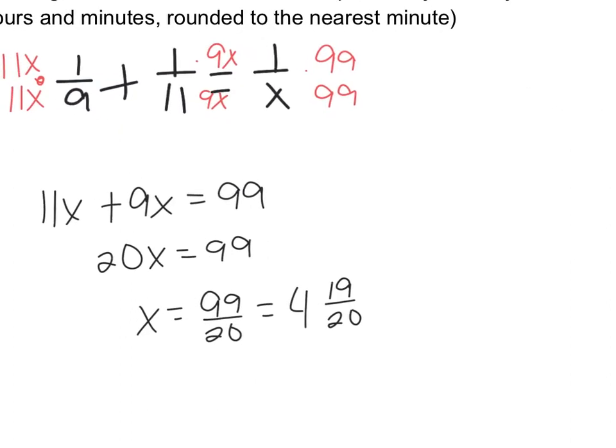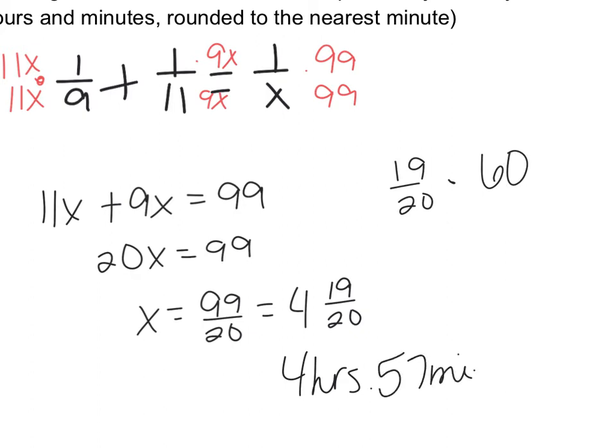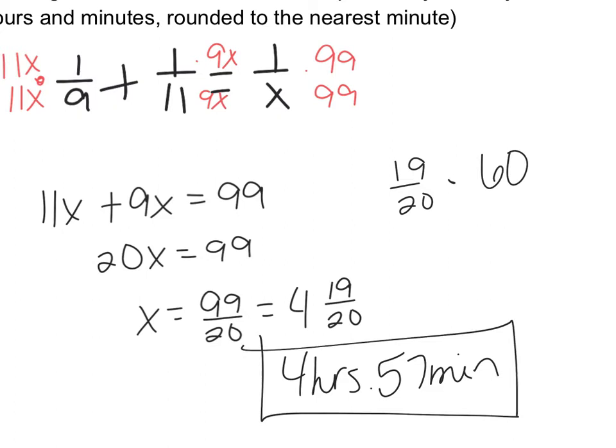In my calculator, I know it's going to be 4 hours, and then I would do 19 over 20 times 60, and that gives you 57 minutes. So if we were working together, it would take 4 hours and 57 minutes.